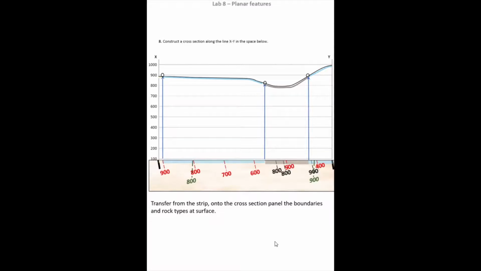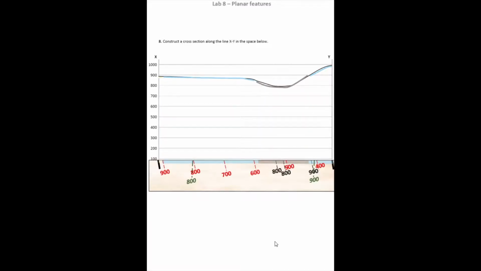Okay, next thing I can do is transfer from my strip onto the cross-section panel the structural contours for the youngest feature. And the youngest feature that we've got is the unconformity, because the coal seam and the rocks that the coal seam are in, they must have already been there in order to be eroded to form an unconformity. So I plot the structural contours for the unconformity first.